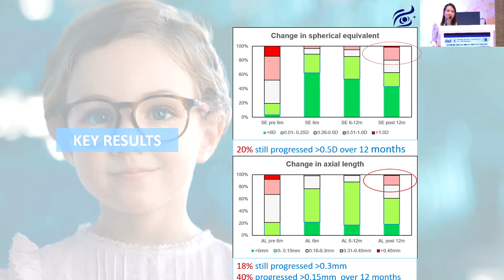We do know that there are still 20% of the children who progress more than 0.5 diopters over the last 1 year, 18% who still progress more than 0.3 millimeters in terms of axial length, and 40% who progress more than 0.15 millimeters over 1 year. But having said that, children do tend to have some form of progression because they are still growing, and there is a baseline in terms of progression for these children whose axial length will still continue to progress to some extent.